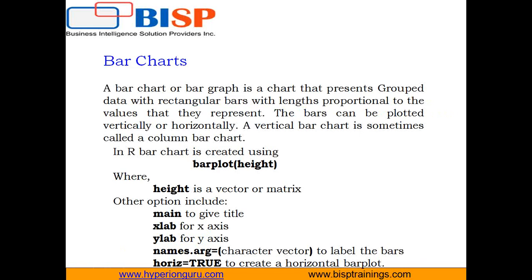So let's first understand what a bar chart is. A bar chart is a visual display of the frequency for each category of a categorical variable, or the relative frequency for each category. In R, the bar chart is created using the barplot command, and it takes one argument, which is the height.